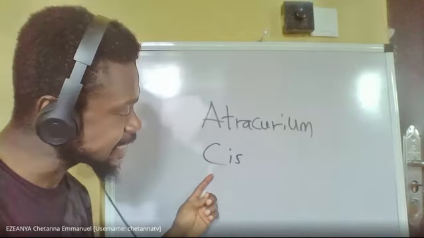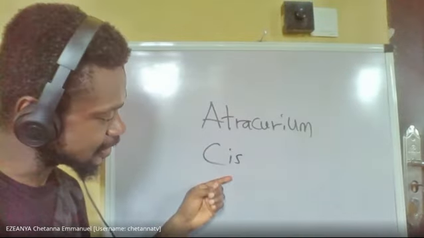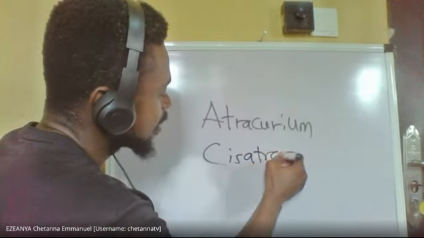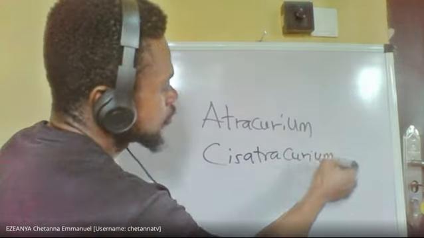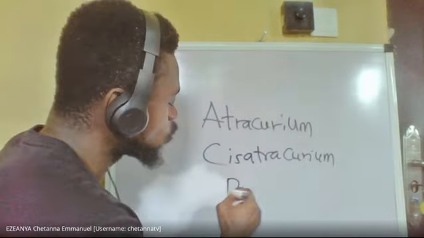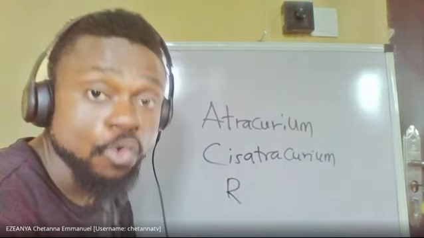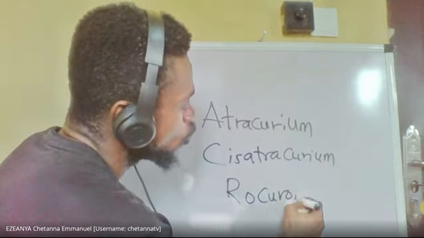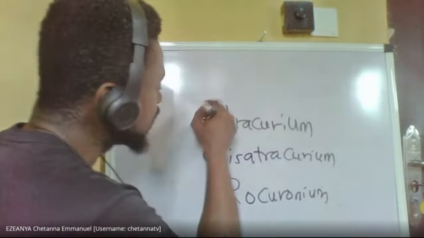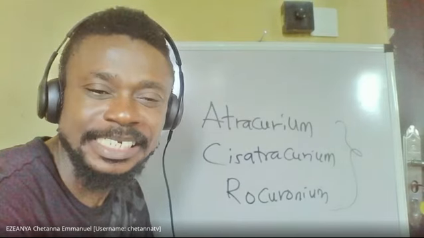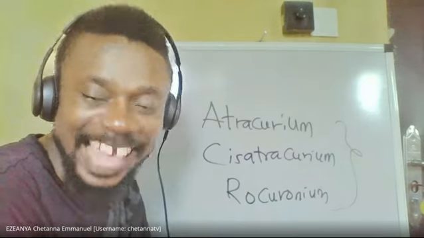So this one is cisatracurium. Cisatracurium. Then we have rocuronium. So these are some of the examples of intermediate acting neuromuscular blocking agents.